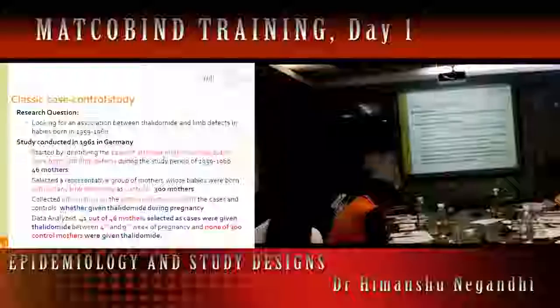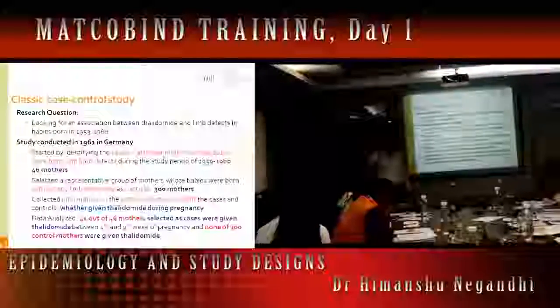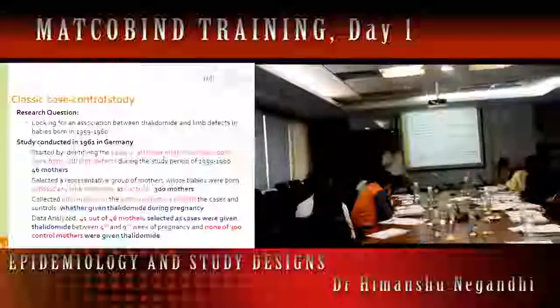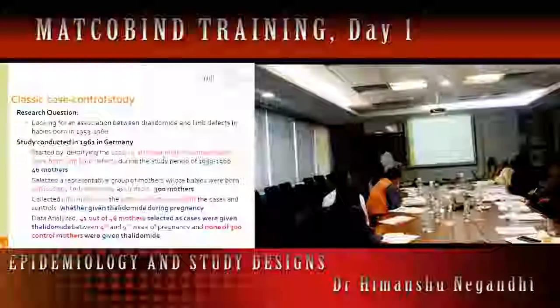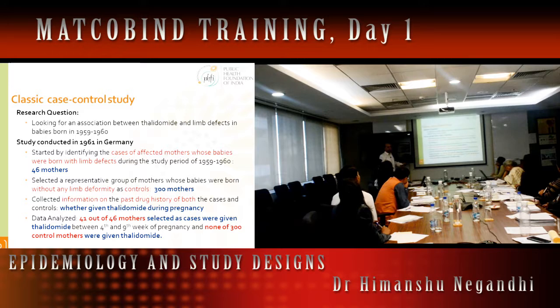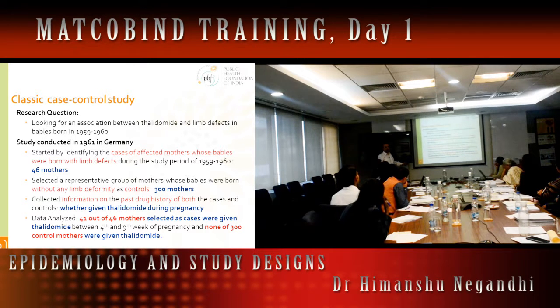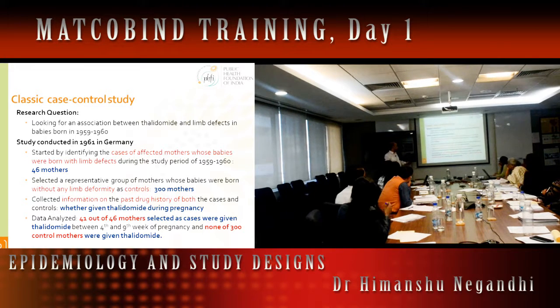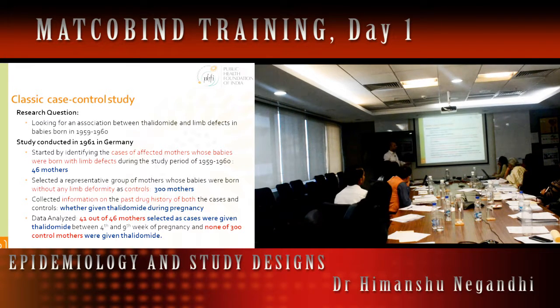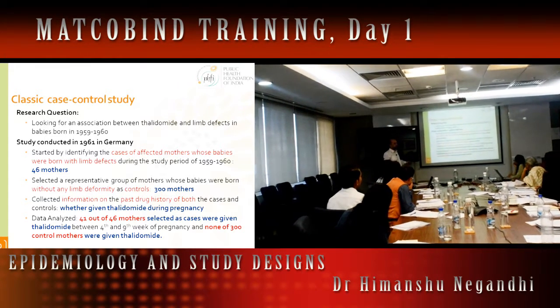You had 2 groups of mothers, one group who had delivered these children, the other group who had normal children. And they asked them questions. They collected information on past drug history, what you consumed in the 9 months, and whether thalidomide was given during your pregnancy. When they analyzed the data, they found very clearly that 41 out of the 46 mothers who were cases were given thalidomide early in the pregnancy.